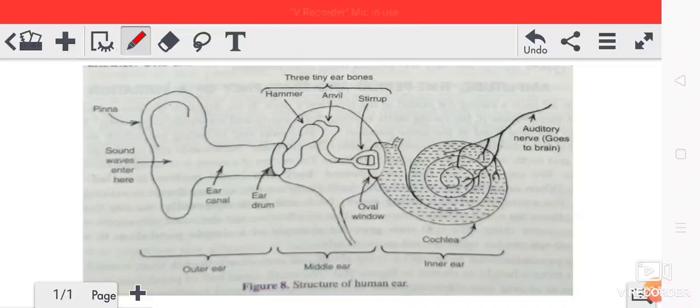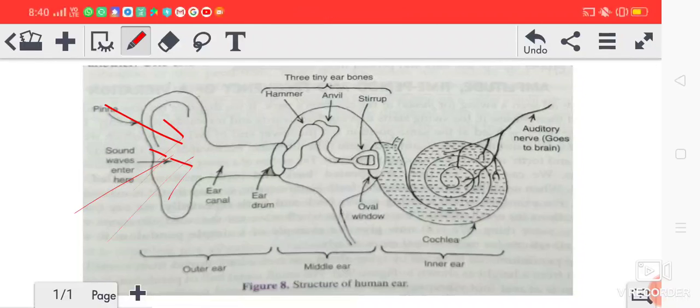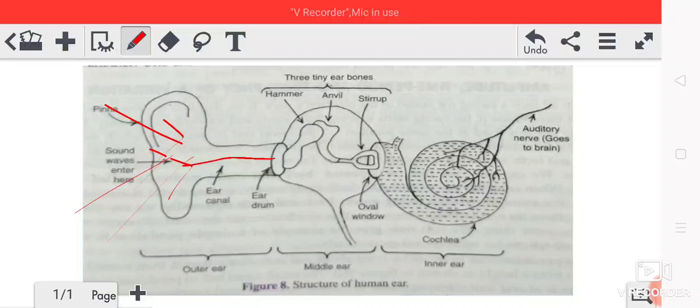Now let us learn how our ears function, the working of the human ear. The sound waves in the surroundings, which come from vibrating or sound producing objects, are collected by the outer part of the ear, which is called the pinna. All the sound waves are collected through the pinna, and these sound waves pass through the ear canal and fall on the eardrum here.